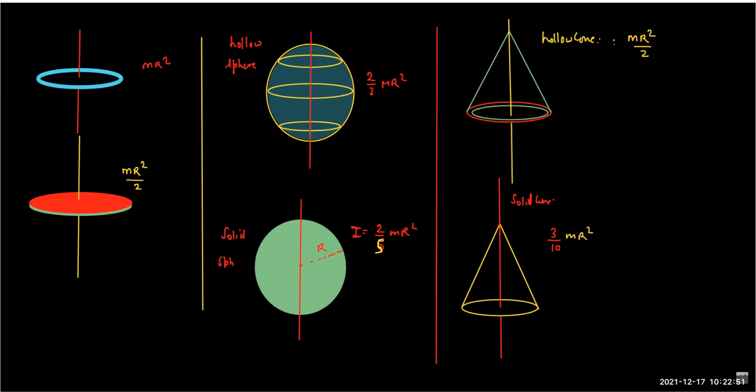Now these are the values you need to remember. These are basic formulas, and all other formulas we can derive from these. If you know this very well, then the rest will be easy. The ring will also take care of the hollow cylinder, and the disc will take care of the solid cylinder. Primarily we have six formulas, and from six we can derive 6,000 formulas if you want.